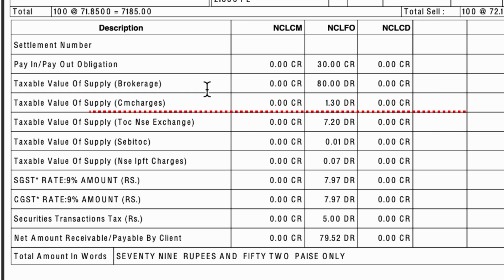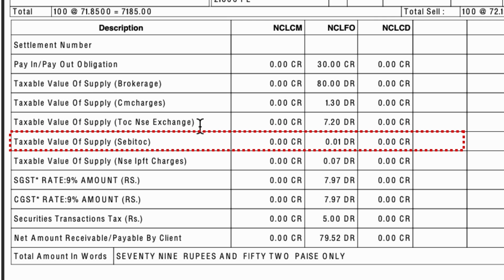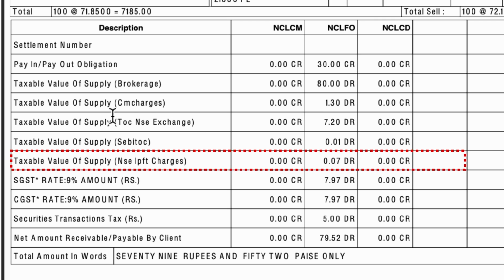Then there are exchange transaction charges. Both BSE and NSE levy exchange charges on the trades executed. You can check the detailed charge list as shown in the video. Next is SEBI turnover fees, which is charged on the securities transactions to regulate the market effectively. Last in the line is NSE IPFT charges. The Investor Protection Fund Trust fee is levied to safeguard investor interests against default by trading members or clearing members.